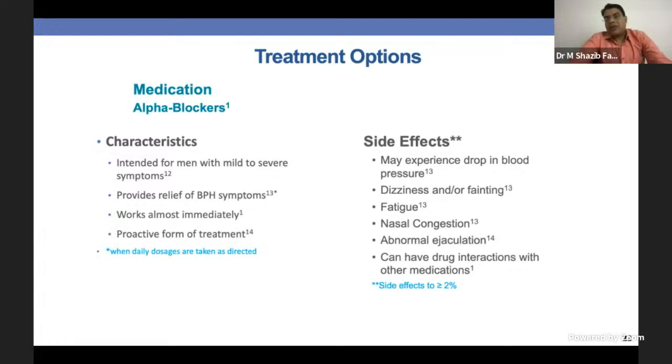The side effects of alpha blockers are that the patient can have hypotension. There could be a drop in blood pressure. Patient can have postural hypotension, lightheadedness, dizziness, or fainting, fatigue. And another important side effect which we usually see is nasal congestion. Patient can have retrograde ejaculation because these receptors are blocked, so the bladder neck is not closed, and the semen, which normally has to go outside through the urethra, retrogradely goes into the urinary bladder.